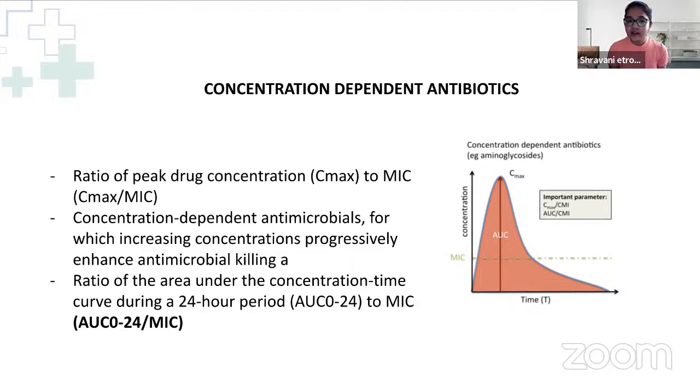So what does concentration dependent killing mean? The higher the concentration of antibiotic in our body within a shorter period of time, the greater the killing effect. So let's look at this. Concentration dependent antimicrobials are those for which increased concentration progressively enhances the antimicrobial killing. One such example of concentration dependent killing antibiotics is aminoglycosides.